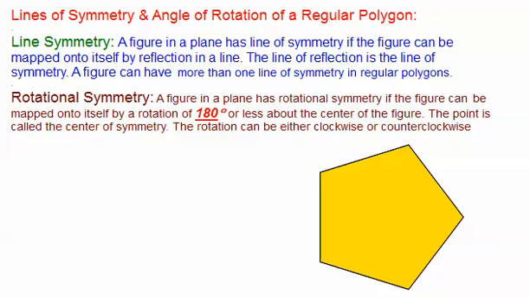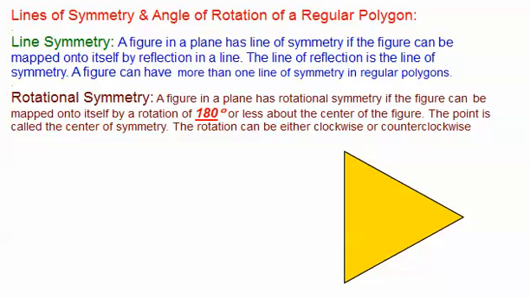Right now we have a pentagon. Let me change it to an equilateral triangle. Now I'm going to discuss that. Let us talk about what a line of symmetry is in this triangle. Let me draw a line of symmetry. Here is the line of symmetry in an equilateral triangle.